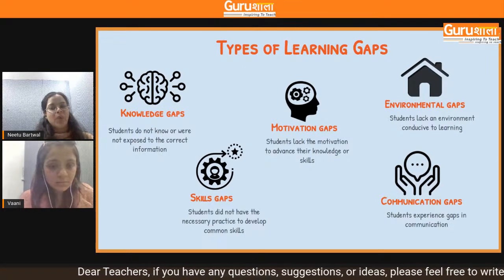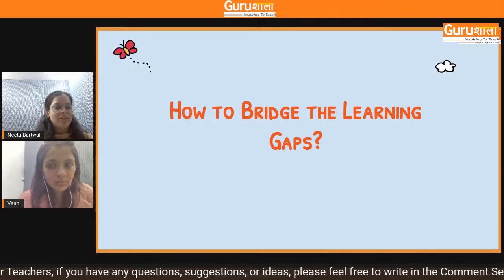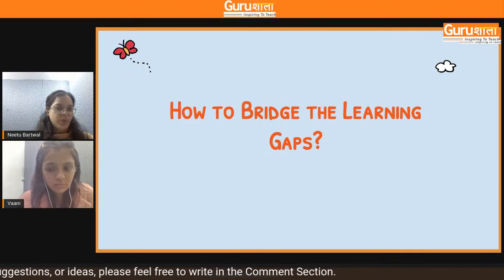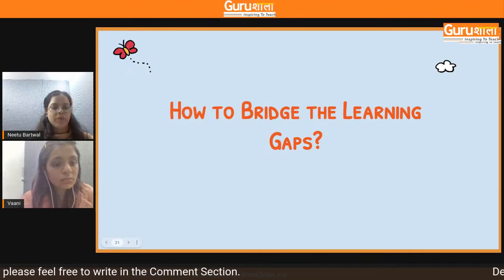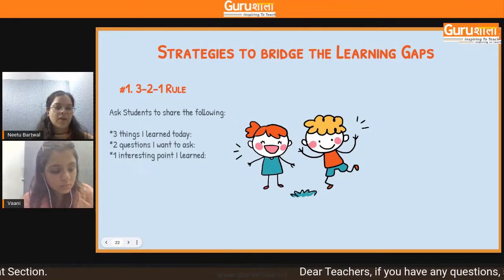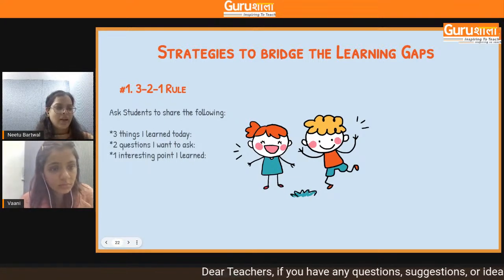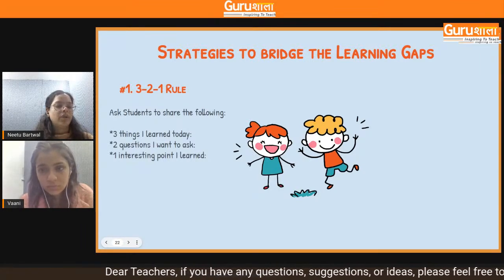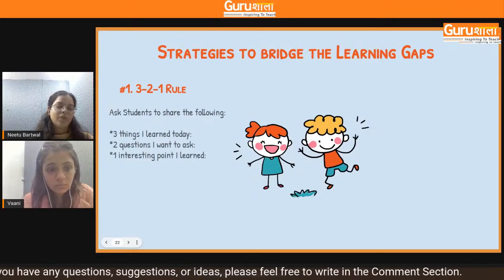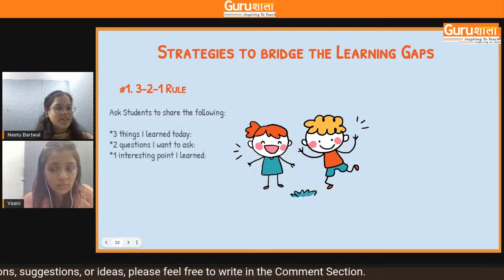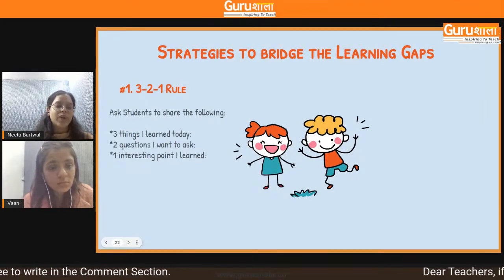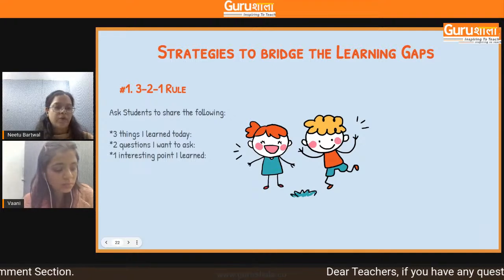So going ahead, now we'll be talking about how we can bridge these learning gaps. What could be some small strategies to begin with? If we move ahead and talk about the first strategy that can be used in our classroom to quickly understand what our students are thinking about, and what they have learned from a certain topic which you have taught in your class, the first strategy is the 3-2-1 rule. This can be used across all the subjects and for all the topics.